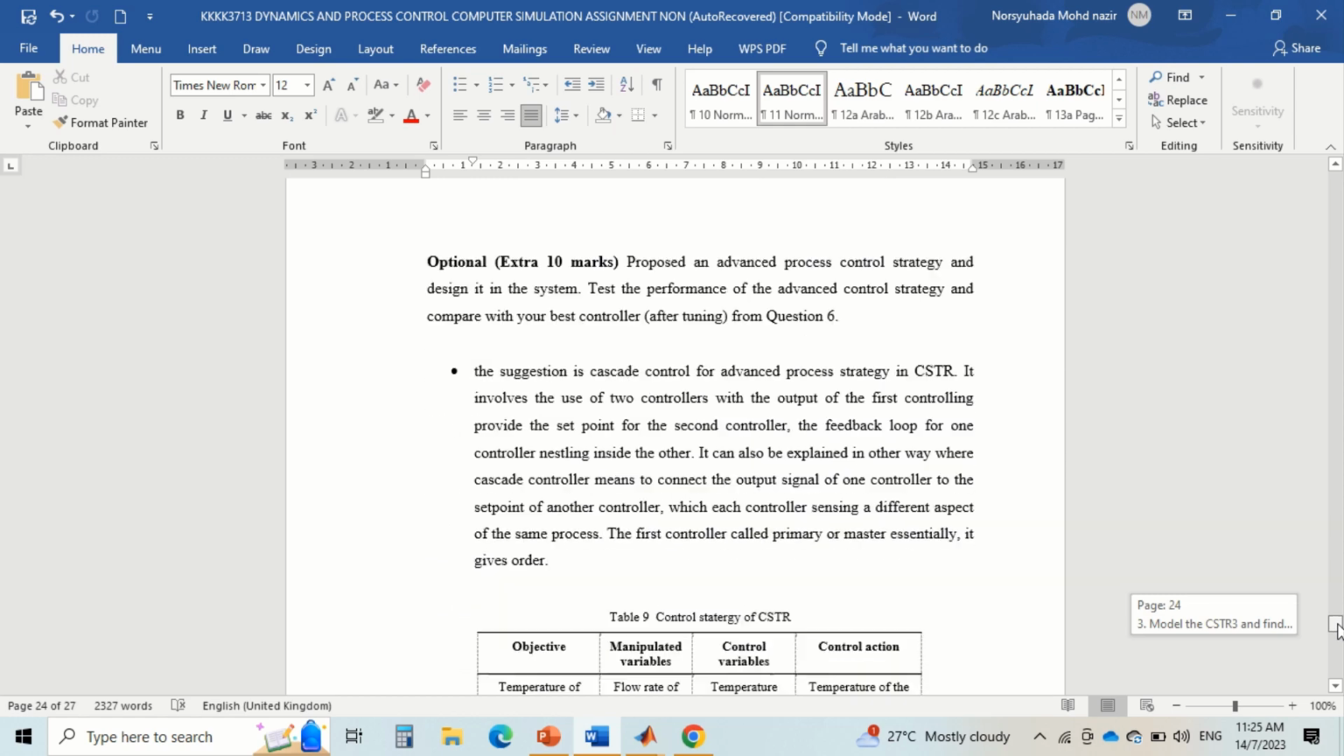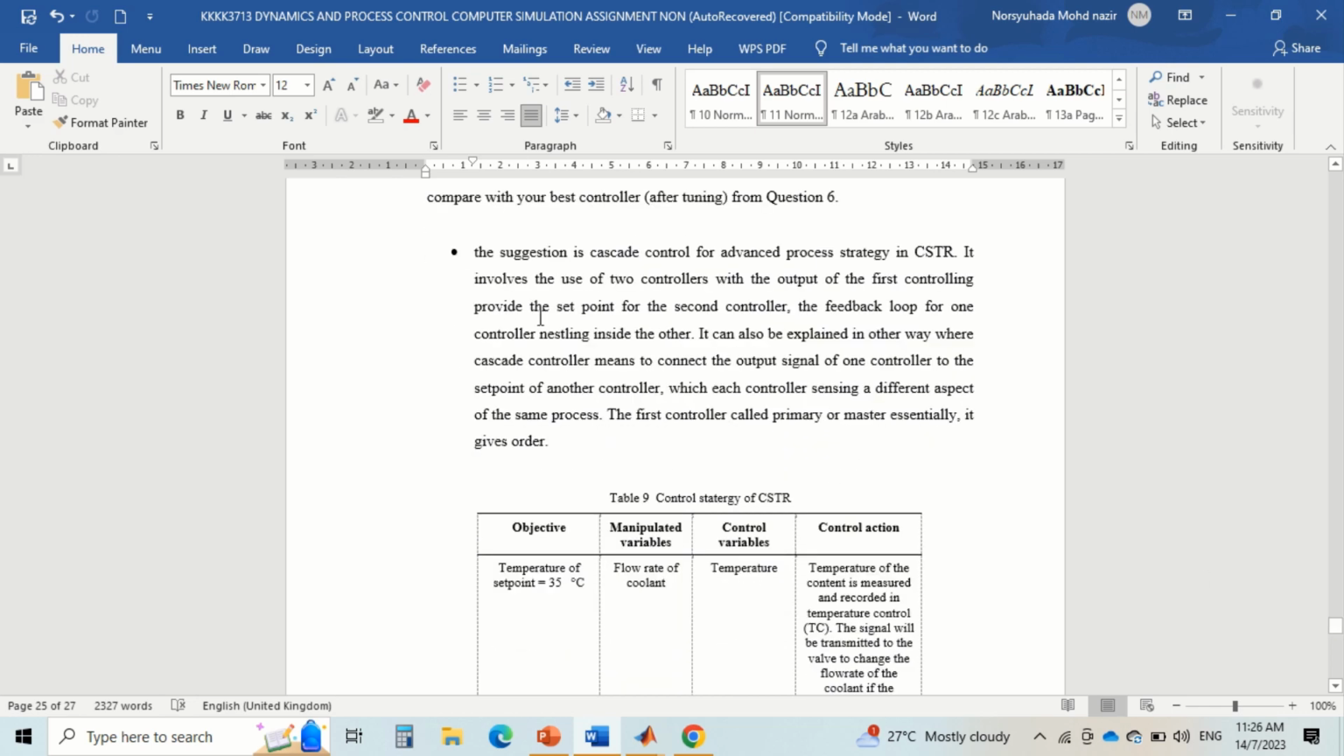This is the last question. The last question is optional for extra 10 marks. Propose any advanced process control strategy and design it in the system. Test the performance of the advanced control strategy and compare with your best controller after tuning from the question sheet.